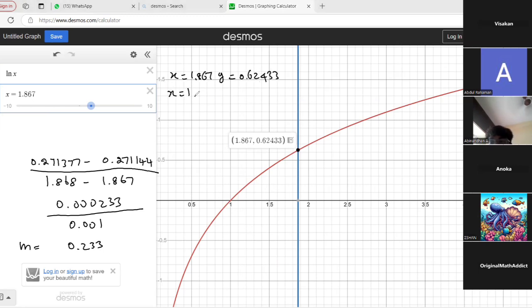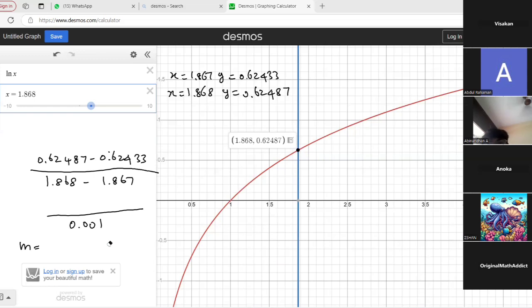Okay, let me also take the very immediate value 1.868. Let me see what value it's going to give me for 1.868. It's giving me 0.62487. Okay, so let's see the change that's happening. So the denominator is still the same because I kept the same difference in the inputs. Now let's look at the outputs. The new output is 0.62487 and the old one was 0.62433. Okay, so let's calculate this. The numerator alone is going to change.